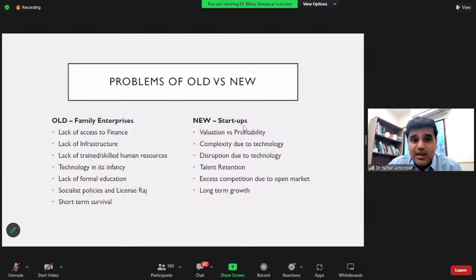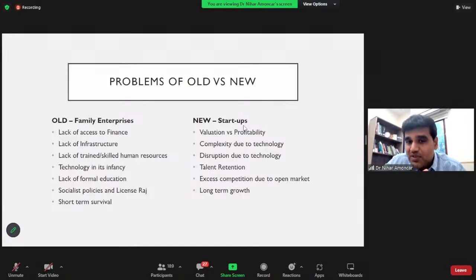Second, while talent in the past was unavailable, today retaining that talent is becoming a big issue for startups, right? And in the past, competition was very low because, obviously, with license Raj, very few families who had the connections could get into business. But today, competition is excessive. And that is also becoming a problem for startups because they're competing with people who have more and more similarity in terms of resources. And when I say resources, particularly the financial resources.